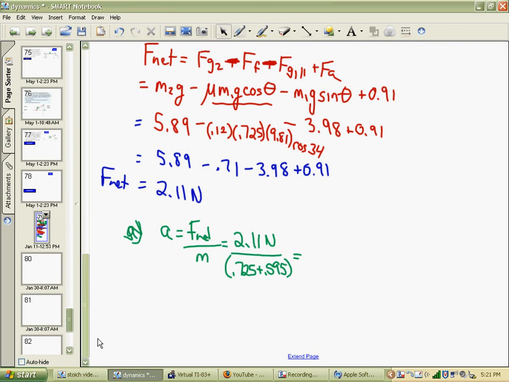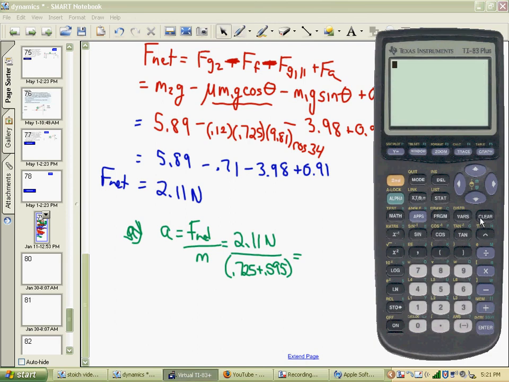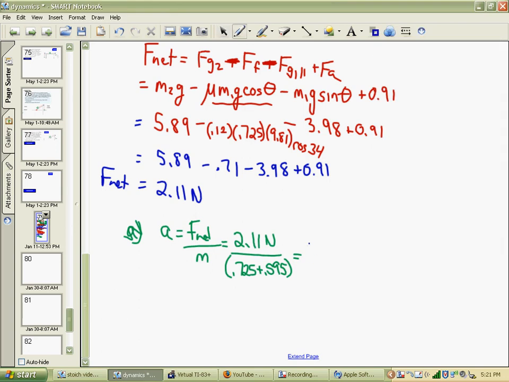So we take our 2.11, should have just kept the previous answer, insert some brackets, 0.725 and 0.595 gives us a 1.598, we'll call it 1.6 meters per second squared. Since we got a positive, again, that's an acceleration that's making the pulley turn in a clockwise direction. So there's our answer for B. Now we can try and get a start on what C is.